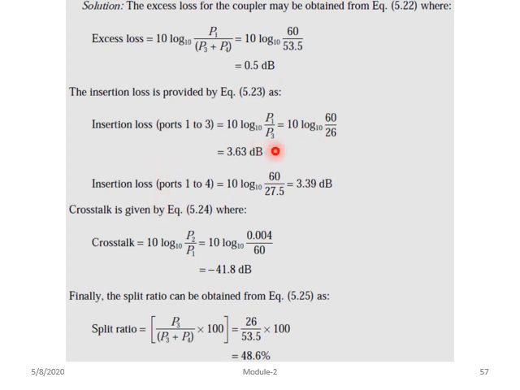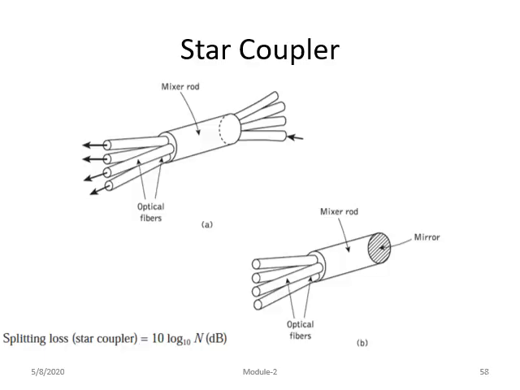Insertion loss from port 1 to port 3, port 1 to port 4, insertion loss can be calculated as 10 log base 10 of P1 by P3, and P1 by P4 can also be used to identify insertion loss. Crosstalk between 2 and 1, so P2 by P1 with 10 log base 10, so we can calculate the crosstalk and total loss. For the split ratio, we can use the same equation P3 by P3 plus P4 into 100, so it will give the split ratio also. This is how we can find the solution for the given problem under FBT.